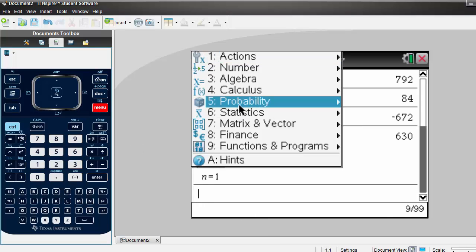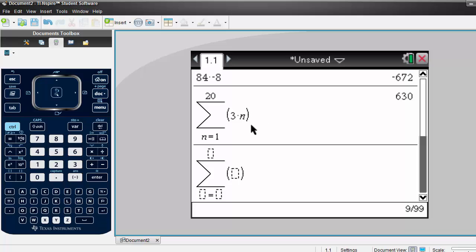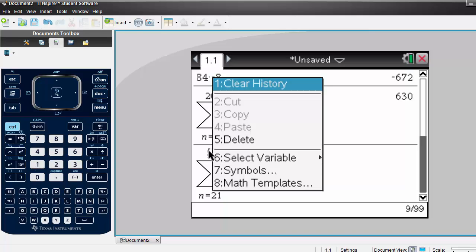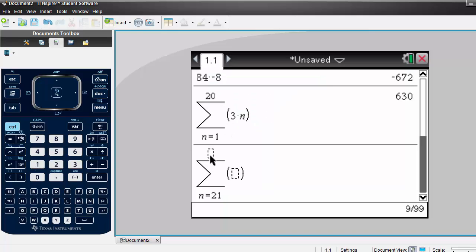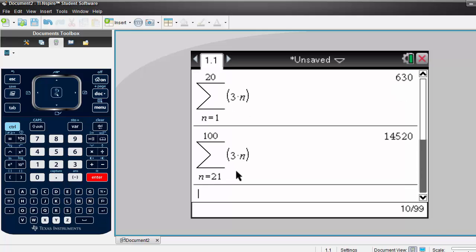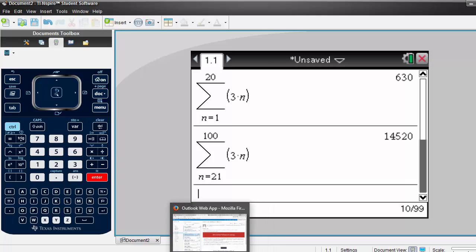So I'm going to do the same process: Menu, Calculus, Sum. This time we're starting at a different index, which apparently is 21, and we're going up to 100. And then we got 3n. So that's a big number. It's 14,520. Very well.